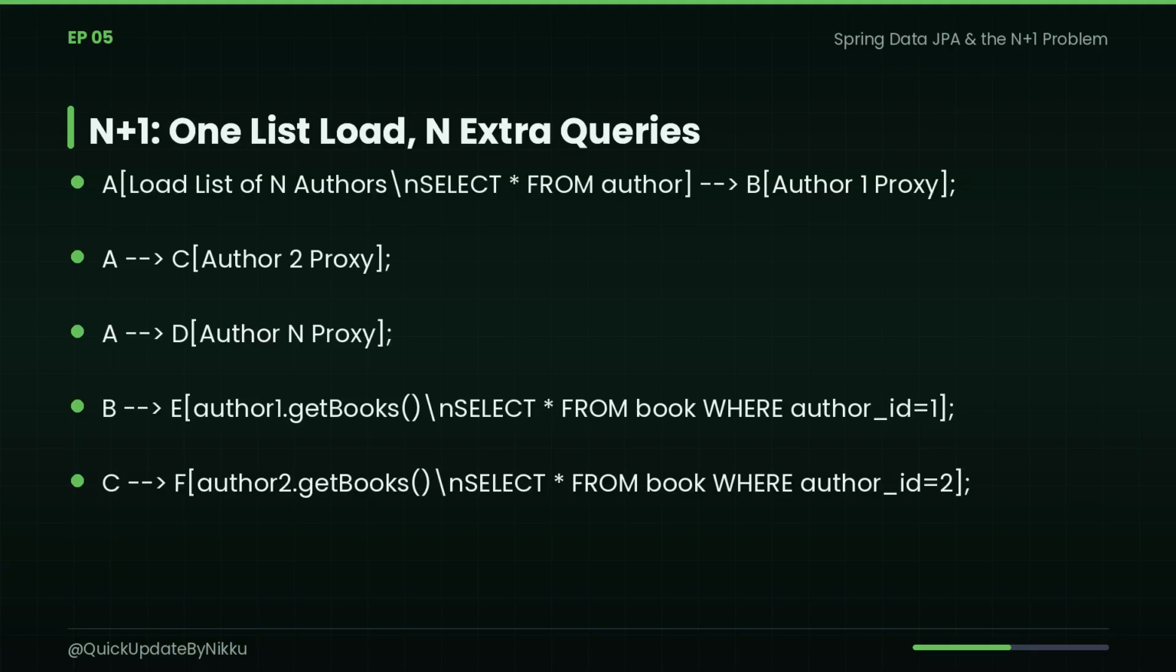This is the N+1 pattern in full. One query loads the author list, that is the one. Then iterating over that list and calling getBooks on each author triggers one additional select per author, those are the N. With 1,000 authors, you have 1,001 database round trips where one would have been enough.